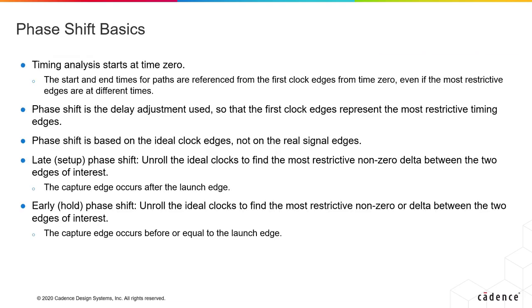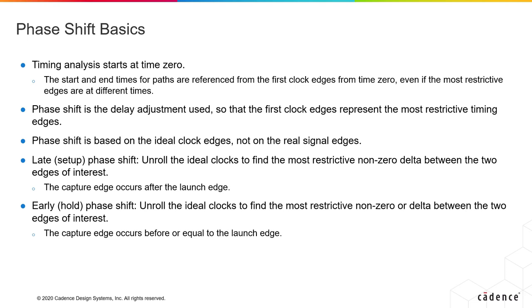For multiple clocks, we must understand the basics of phase shift. Let's look at how phase shift works. Phase shift is based on ideal clock edges and not on the real signal edges. First, identify the launch clock and capture clocks. Then start your timing analysis at time 0. Identify the worst-case launch and capture after unrolling the clocks.